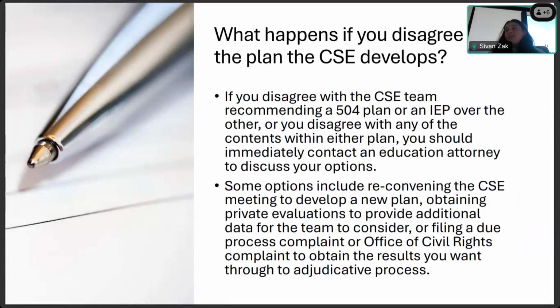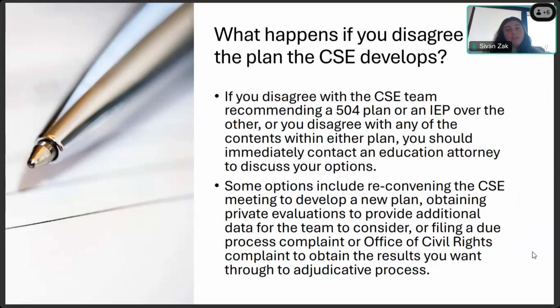So if you disagree with the CSE team recommending a 504 plan or an IEP over the other, or you disagree with the contents of either plan, you should immediately contact an education attorney. And the reason I say that is because I think a lot of parents try and go through this process on their own, and they don't realize the intricacies, the complexities, the just headache that it can be to fight the school district when trying to get these things fixed. And on top of working, caring for your families, and those things that are priority, it's very difficult to go up against a beast like a school district.